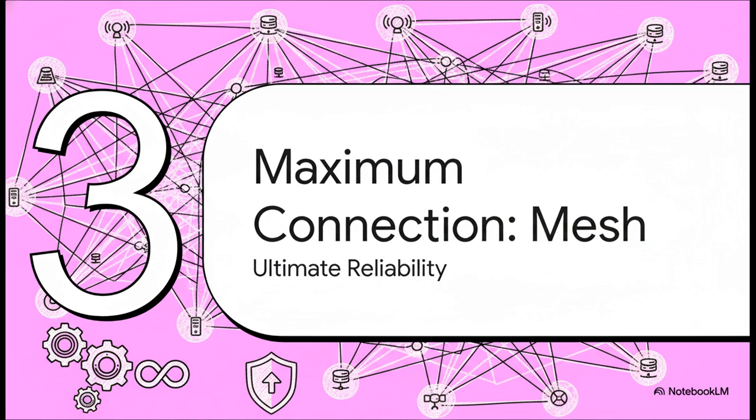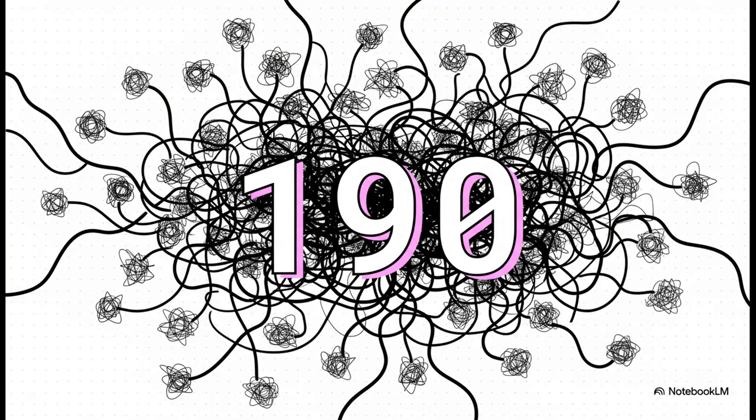But what if really good isn't good enough? What if you're building something where failure is just not an option? I mean, a network that absolutely positively cannot go down. Well, for that, we have to look at a totally different beast, the mesh. Before we even get into what it is, just look at that number, 190. That is how many individual cables you would need to connect just 20 devices in what's called a full mesh network. Yeah, that number alone should tell you we're diving into something seriously complex and seriously expensive.